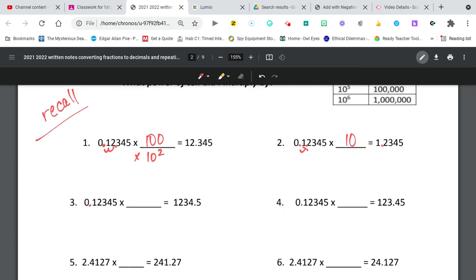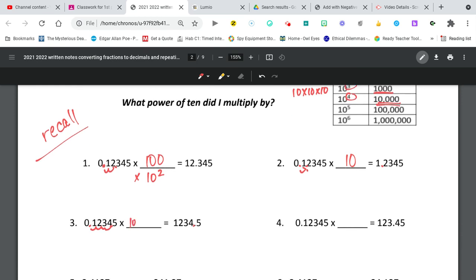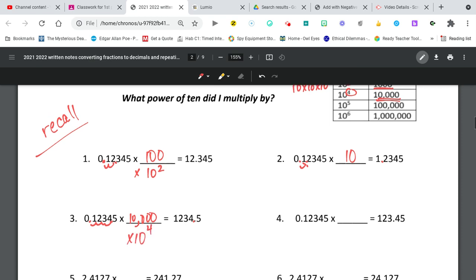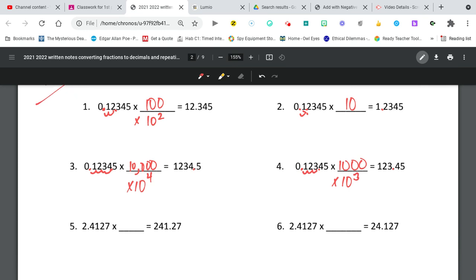Here it's between the 0 and the 1 on this side. It's between the 4 and the 5. So I had to bump it 1, 2, 3, 4. So 10,000 has 4 zeros. So that means I multiply by 10,000 or times 10 to the fourth power. Here it's between the 0 and the 1. Here it's between the 3 and the 4. So I have to bump the decimal 1, 2, 3 places. 1,000 has 3 zeros. So that's times 10 to the third or just times 1,000.